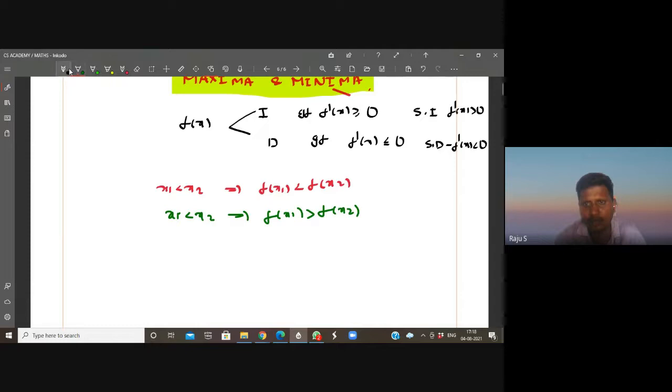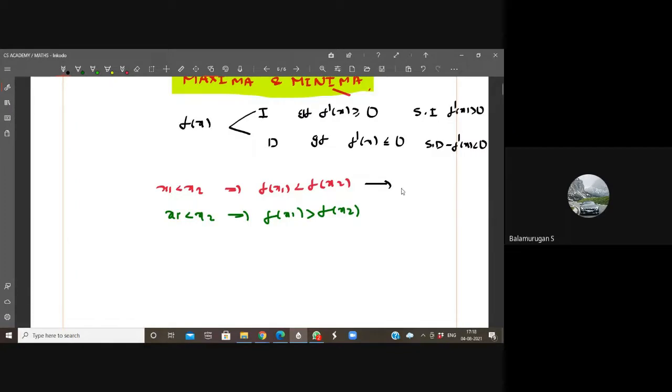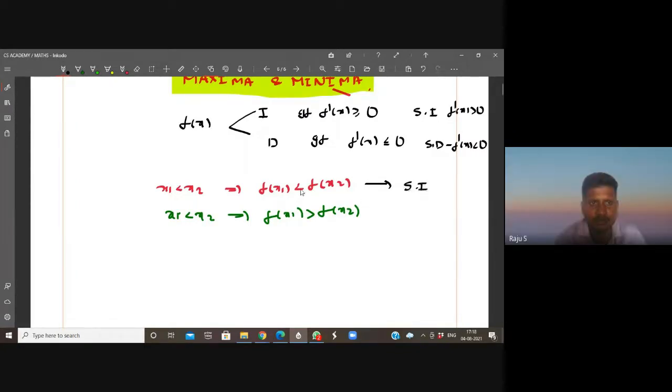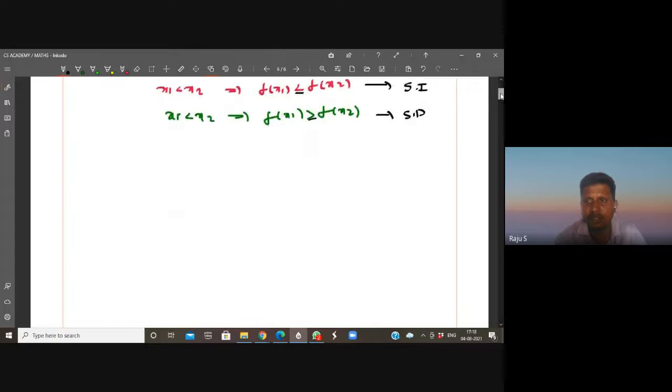Then what about the function? In the first case, the function is called, yes, increasing or decreasing. Already we discussed this. Strictly increasing here, only lesser than. Greater than means strictly decreasing. If it is equal to, it means just increasing and decreasing. This point already we know.